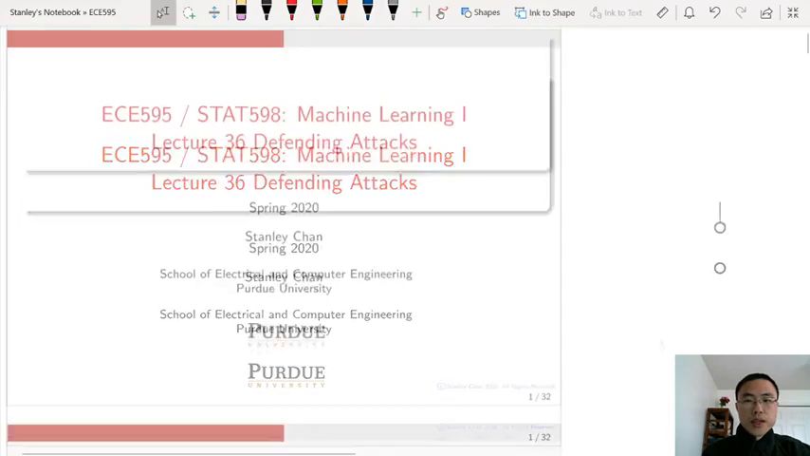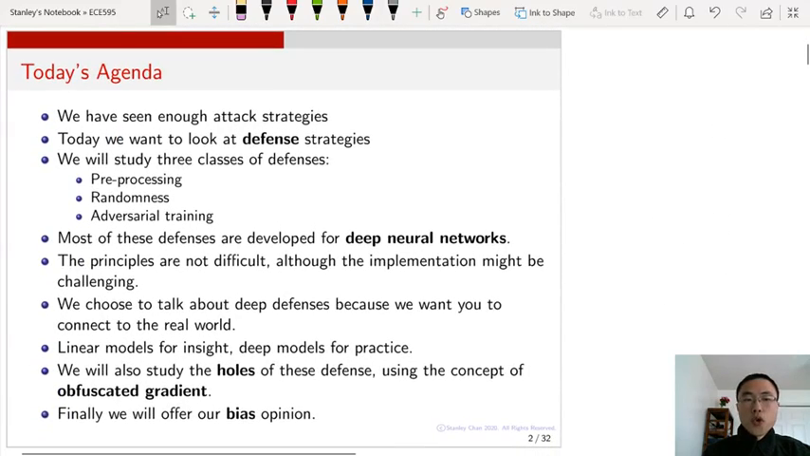So before we go into the technical details, let me give you an outline of what we want to do today. If we recall what we have studied in the past two lectures, we have talked about several attacking strategies, both in the linear space and also in the deep neural network settings. So today we are going to talk about defending all these adversarial attacks. In particular, we are going to talk about three classes of defending strategies. They are the pre-processing strategies, introducing randomness, and adversarial training.